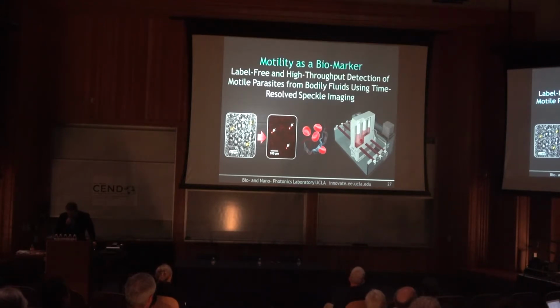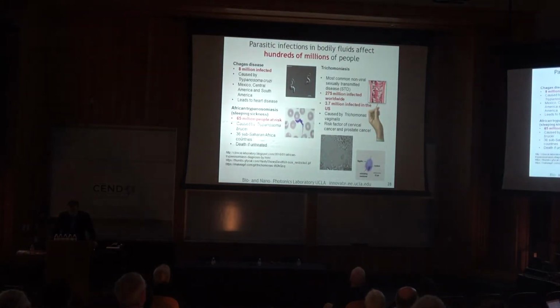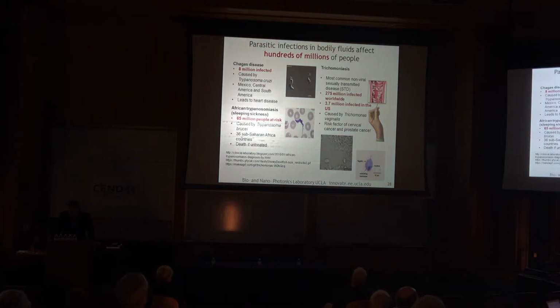form of diagnostic tools. Here we're looking at a label-free and high-throughput detection platform for specifically looking at large volumes, a few milliliters of turbid media, like, for example, whole blood. And in this case, because it's label-free, our sensitivity will come from motility of the biomarker. We're looking at various different trypanosomes, and these are essentially affecting hundreds of millions of people. Some examples are shown here. The same is true for Trichomonas vaginalis, which is essentially the number one non-viral STD.